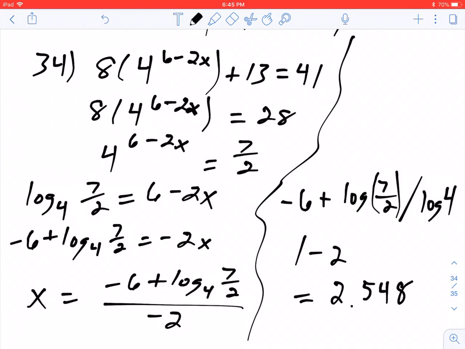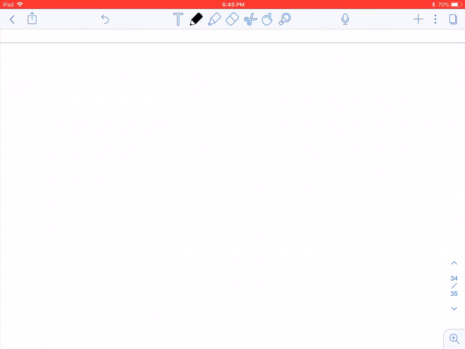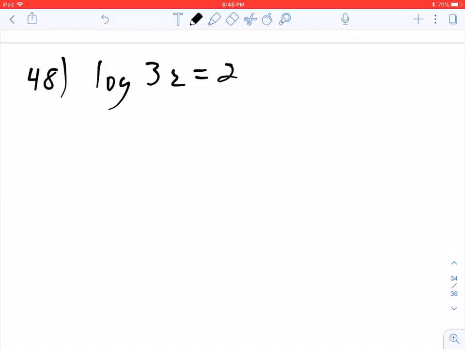In these sections it says solve the logarithmic equation algebraically and then approximate the result to 3 decimal places. So number 48 is log of 3z equals 2. Whenever the variable is in the exponent, you need to take it from exponential form and put it into logarithmic form. Whenever the variable is being logged, you need to take it from logarithmic form and put it into exponential form. So in this case, we're logging 3z.